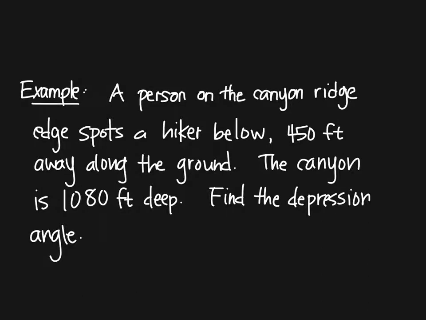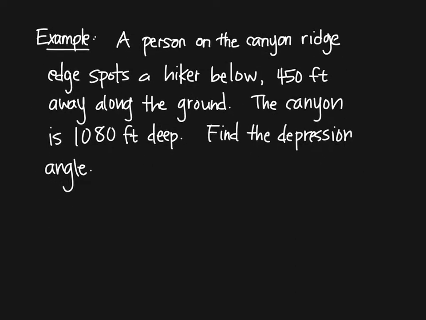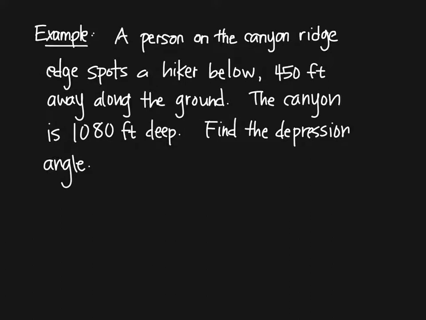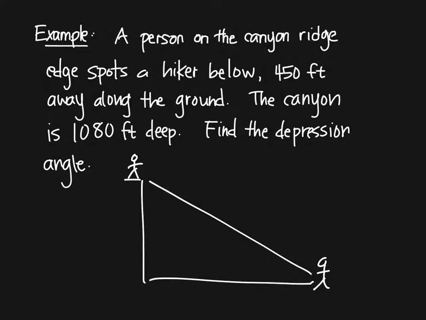So we've got one person up high, one person spotting a hiker down below. We know some of the dimensions of the measurements, and so we need to find the depression angle. Some of your homework problems are going to have a pre-made drawing for you, and others you're going to have to draw on your own. So if I'm picturing someone standing on the edge of the canyon rim, looking at someone else down below, we know that the canyon is 1,080 feet deep, and this forms a triangle between the two of them. So where do I put the 1080? The canyon is 1,080 feet deep, and then I've got the 450. Where do those numbers go?